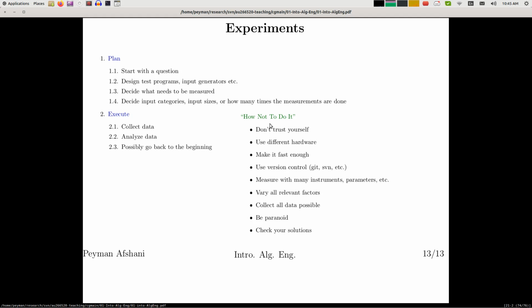Finally, let me say a few words on how to do experiments, and we're going to look at examples later on, so don't worry if this sounds too abstract. So typically when you want to run an experiment, you need to have a plan. So basically you need to know what is the question that you want to answer, right?